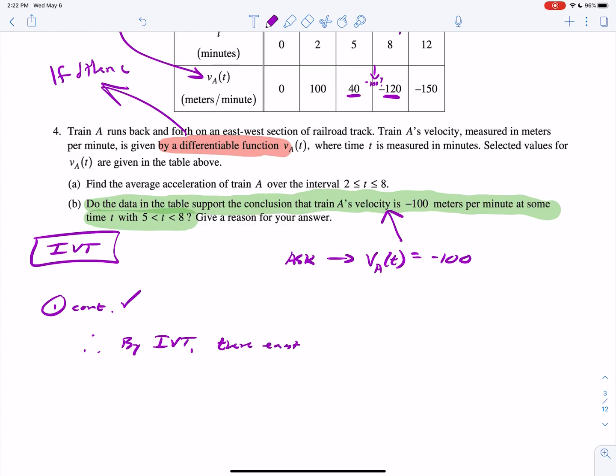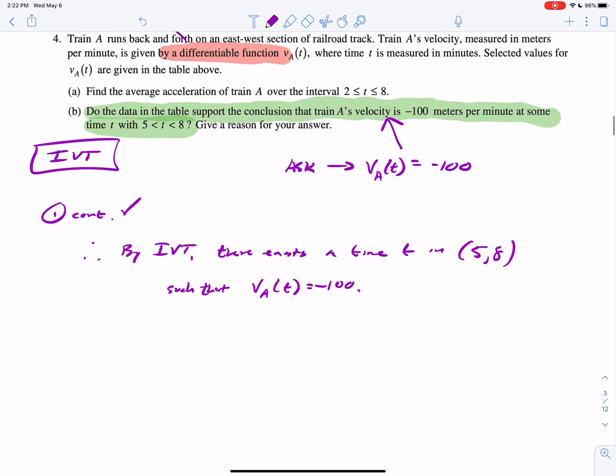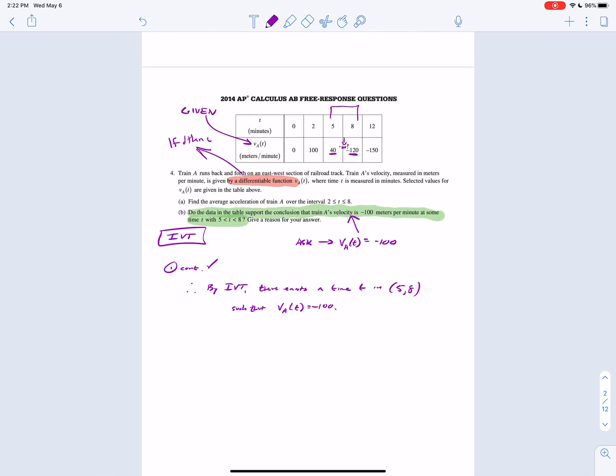there exists a time t in 5 to 8 such that VA of t equals negative 100. And that's it. Okay? All right, let's keep going.